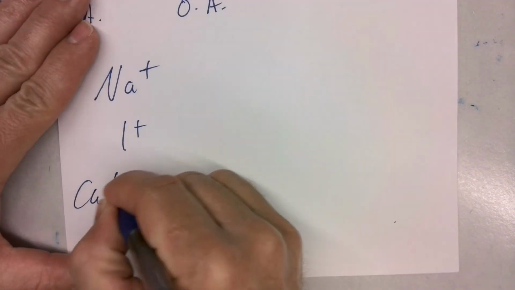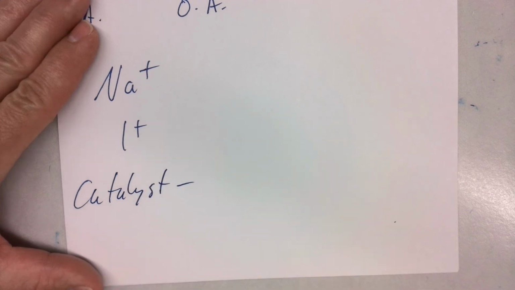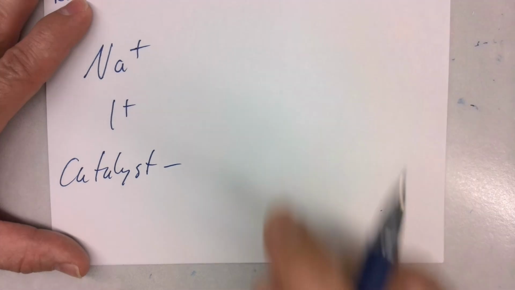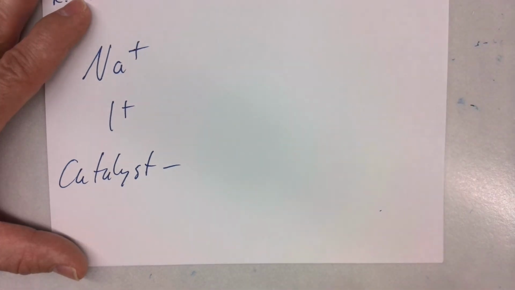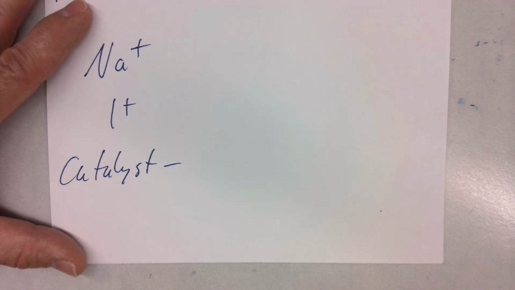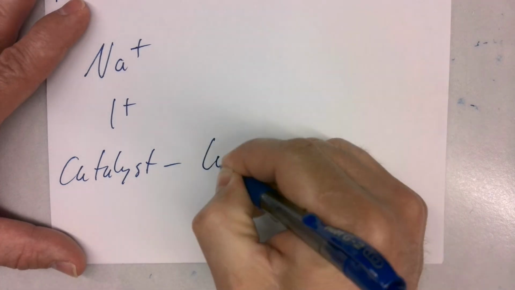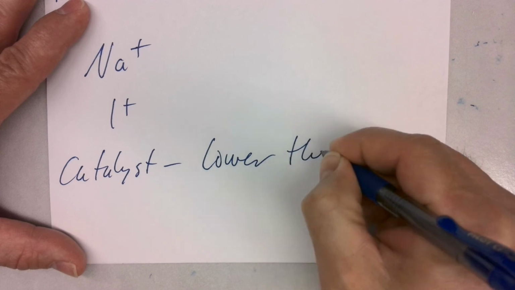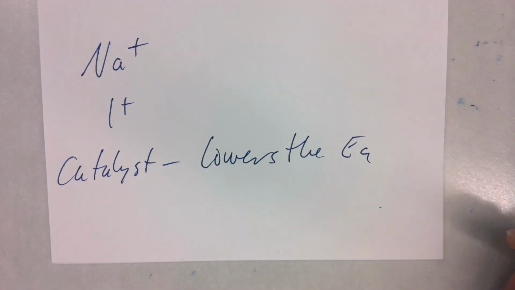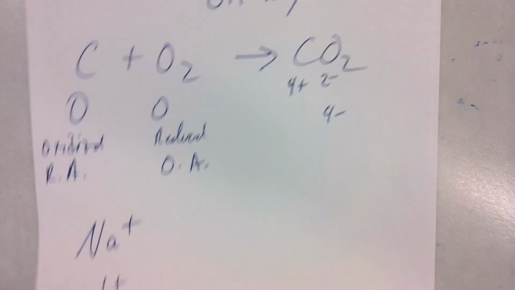Catalyst. Anybody remember what a catalyst does? Speeds things up. How? What was the activation energy? It lowers the EA, and that's how it speeds it up, right? It makes it so the hump isn't quite as big, right? A smaller hill to climb, I think, is how we referred to that.